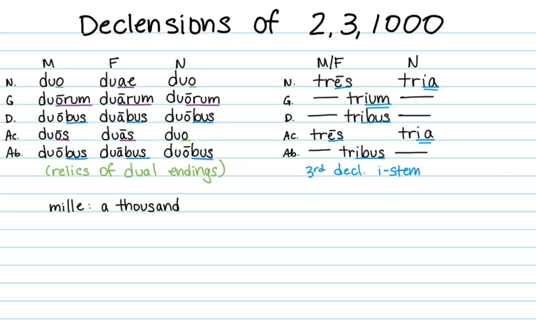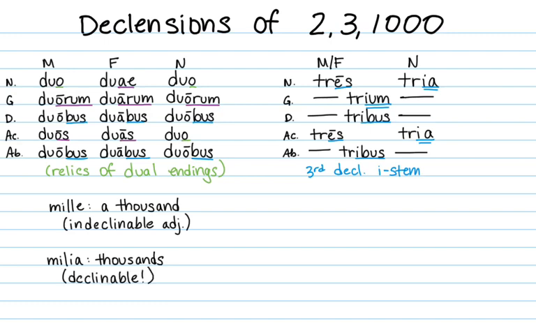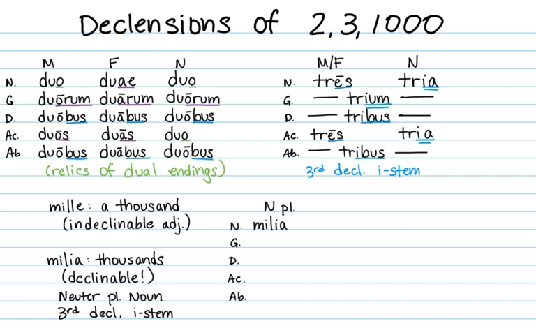We also learn in this chapter the adjective 1,000. It is indeclinable. But there is also a noun, milia, which means thousands. It is declinable. And in fact, it is a neuter plural noun that declines like a third declension i-stem. So it's plural only, so milia, thousands in the nominative, milium in the genitive, milibus, milia, milibus in the rest of the declension.